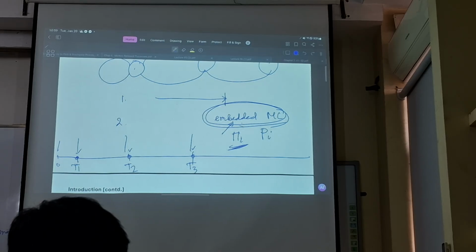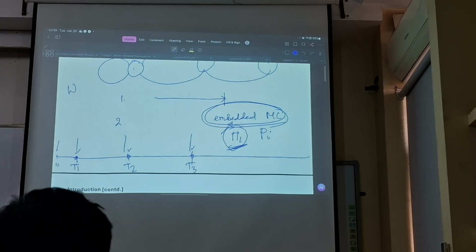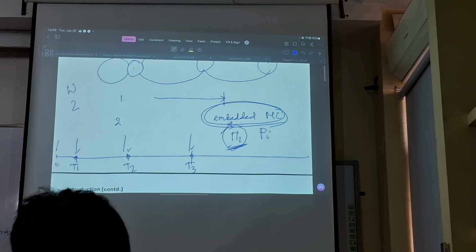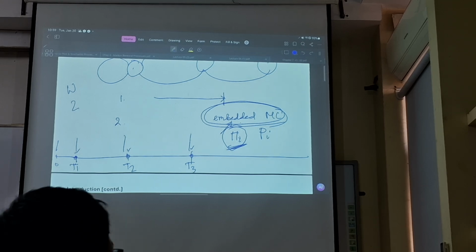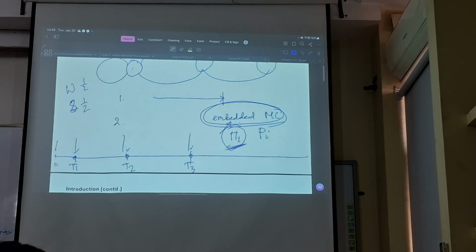So, if we calculate the stationary probabilities of these states, say two states, state 1 operating, working, state 2 service, and we find somehow that it is half and it is half, then this says half of the times the machine will be working, half of the times the machine will be in service.